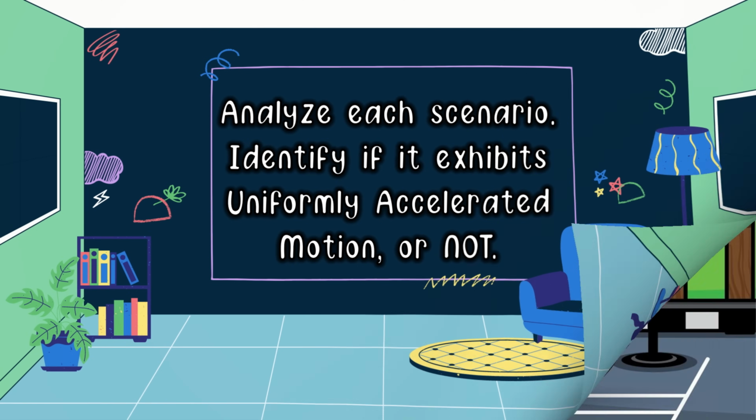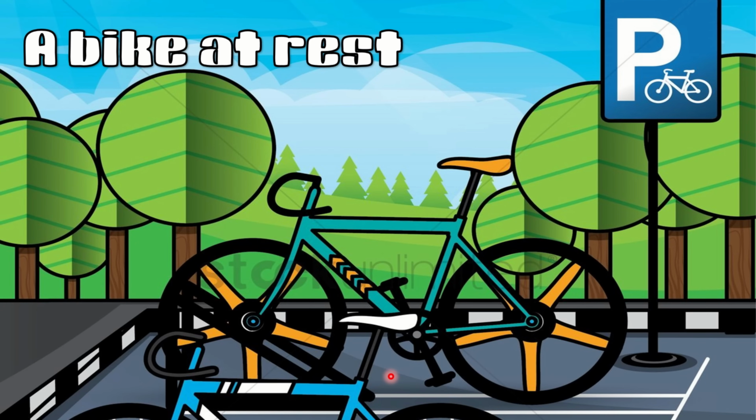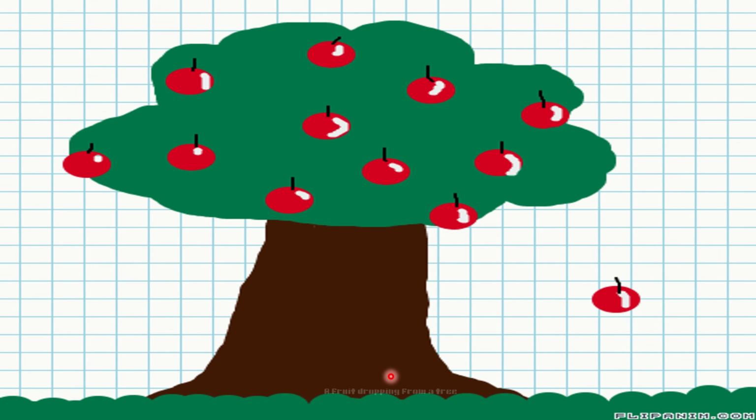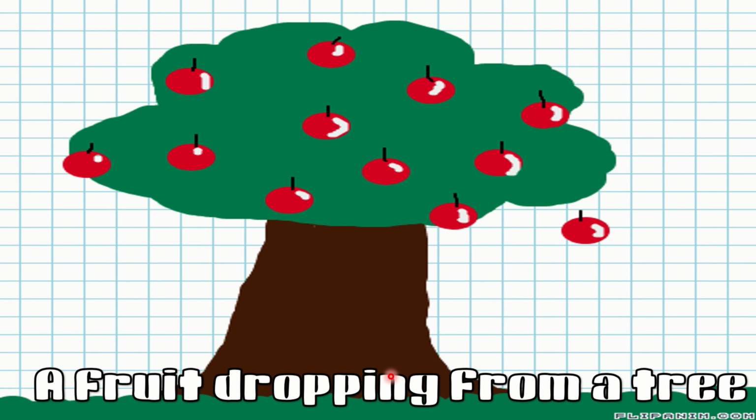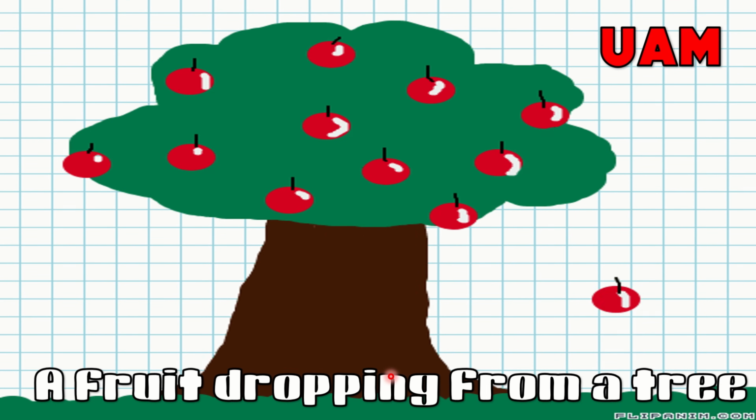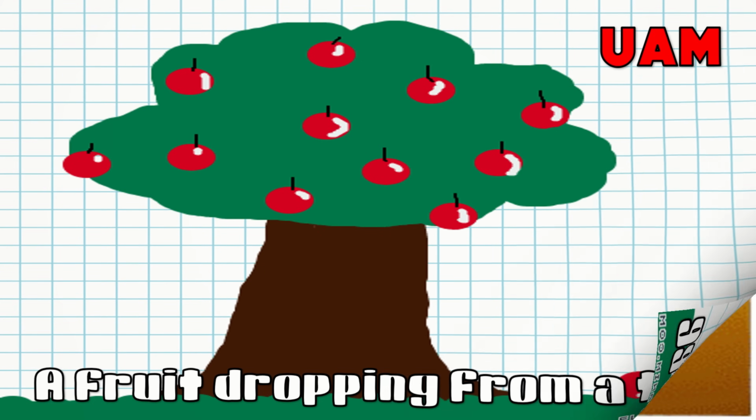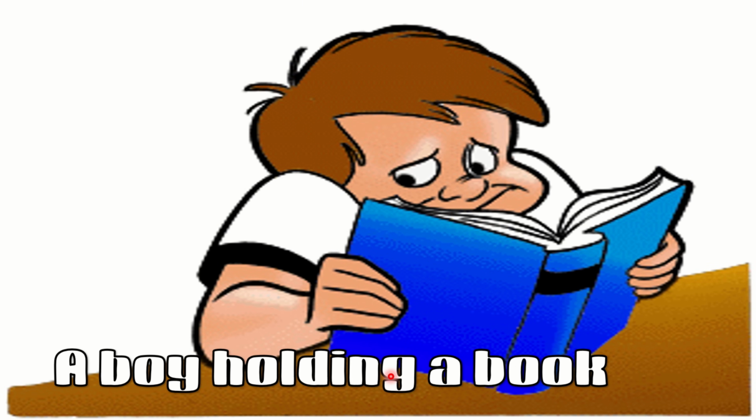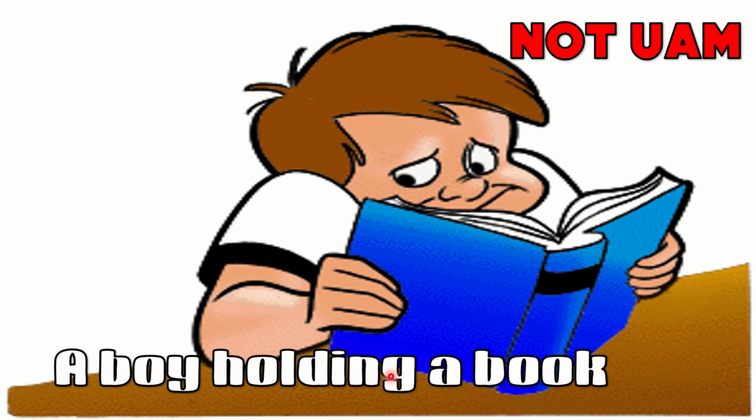Let us have the first photo. A bike at rest. Is this UAM or not? The answer? Not UAM. Next. A fruit dropping from a tree. Is this an example of UAM or not? The answer? UAM. Next. A boy holding a book. And the answer? Not UAM.